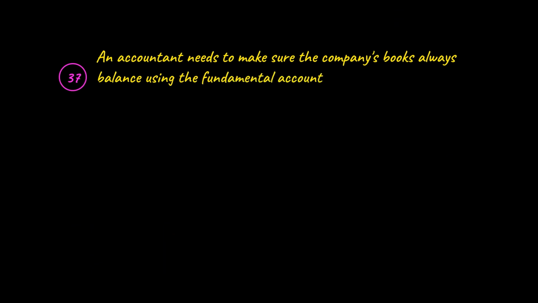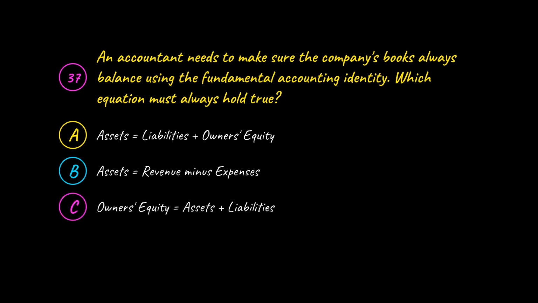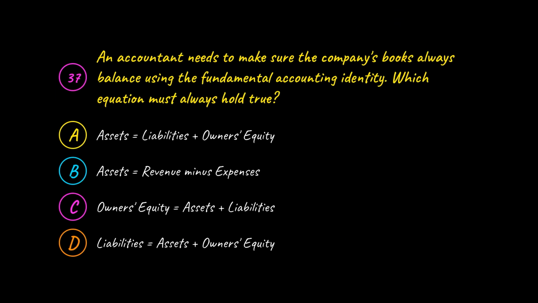Question 37. An accountant needs to make sure the company's books always balance using the fundamental accounting identity. Which equation must always hold true? Your options are A. Assets equal liabilities plus owner's equity, B. Assets equal revenue minus expenses, C. Owner's equity equals assets plus liabilities, D. Liabilities equal assets plus owner's equity. Pick one. Trust your gut. Here's your chance to test yourself.